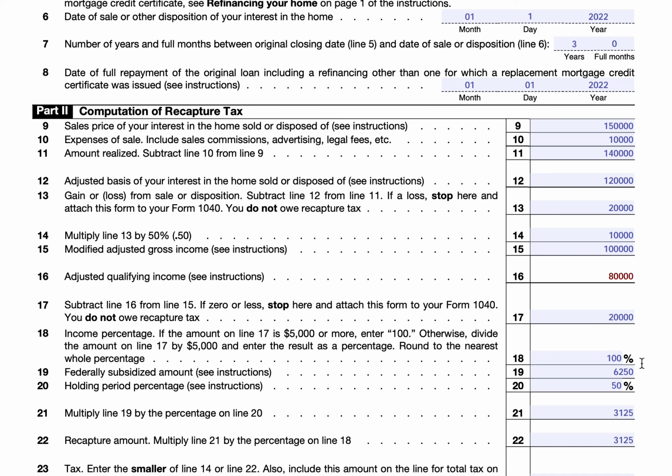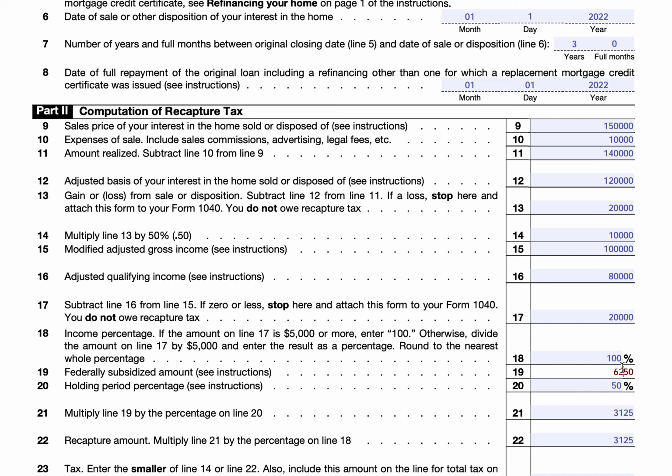Income percentage. If the amount on line 17 is $5,000 or more, enter 100%. Otherwise, you would divide that amount by 5,000 and enter the percentage. So if this were $2,500, this would be 50%. In this case, it's 100%.